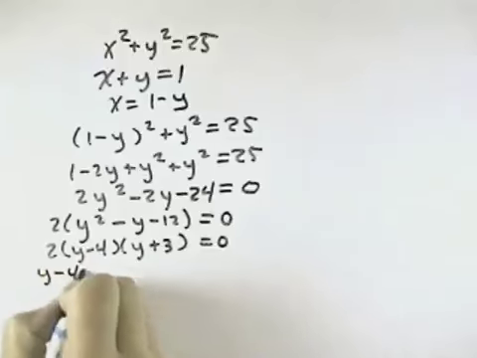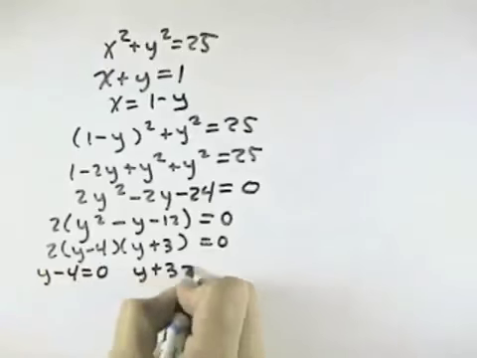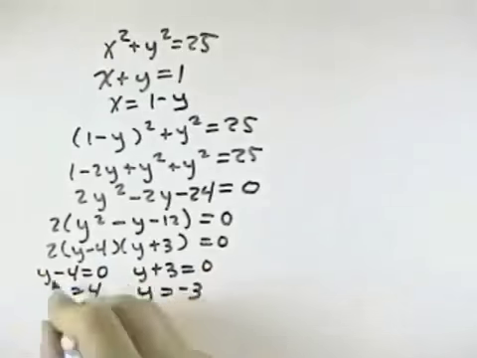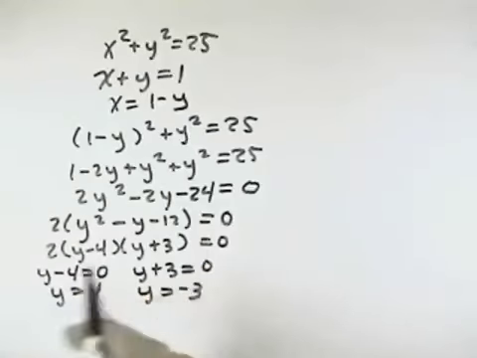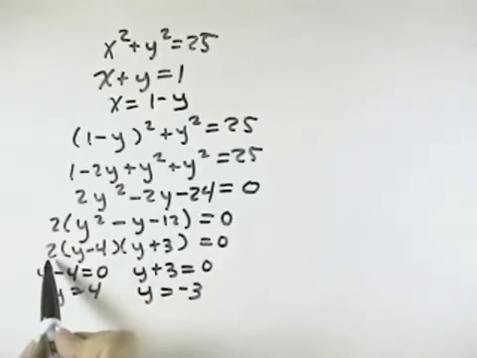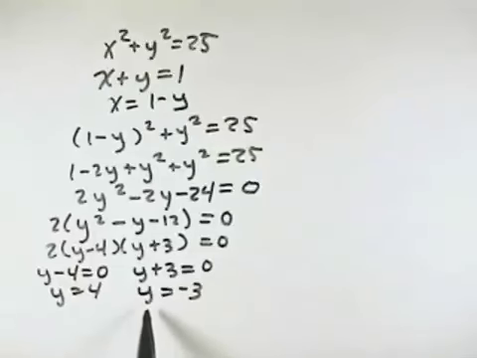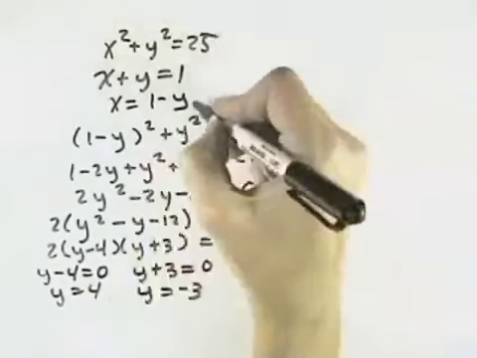Setting each of those factors equal to 0, I can solve for y to get y equals 4 and y equals negative 3 when I add 4 and subtract 3 from both sides. The factor of 2, I could set 2 equal to 0, but 2 never equals 0, so that does not give me any additional solutions. So I have two values for y. What I need to do is find the x values that go with each of those for my two solutions.